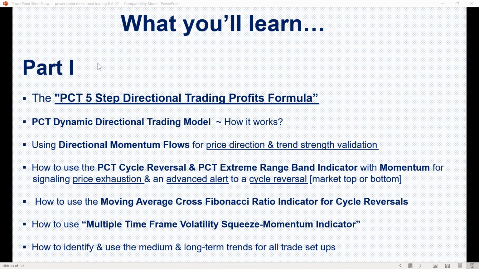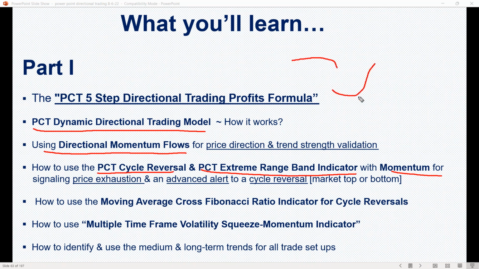So we'll start off the course next Saturday going through the core model, the 5-step trading profits formula that I outlined earlier, going through the trading model, the momentum indicators, all that good stuff, using momentum flows, how that is done for price direction and trend strength. And then this indicator here is such a good one, the cycle reversal and extreme range band indicator with momentum, how that's used to show us cycle reversals up or down, picking those exact points of entry. How the moving average cross Fibonacci ratio indicator is used. This is a really good moving average cross indicator based on Fibonacci.